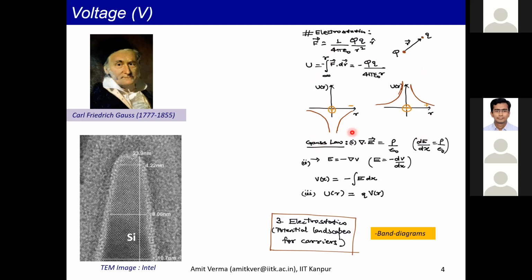Now, this is for a single charge. When we are dealing with solids, the relevant equation is Gauss's law, Maxwell's first equation, essentially, which tells us that the divergence of the electric field is the net charge density inside the material divided by the vacuum permittivity. And then we can go from the electric field to the potential by integration, and we can find out what my potential energy is by multiplying by the charge. So we always draw these energy landscapes. These are called band diagrams. I'll come to this topic later on also.